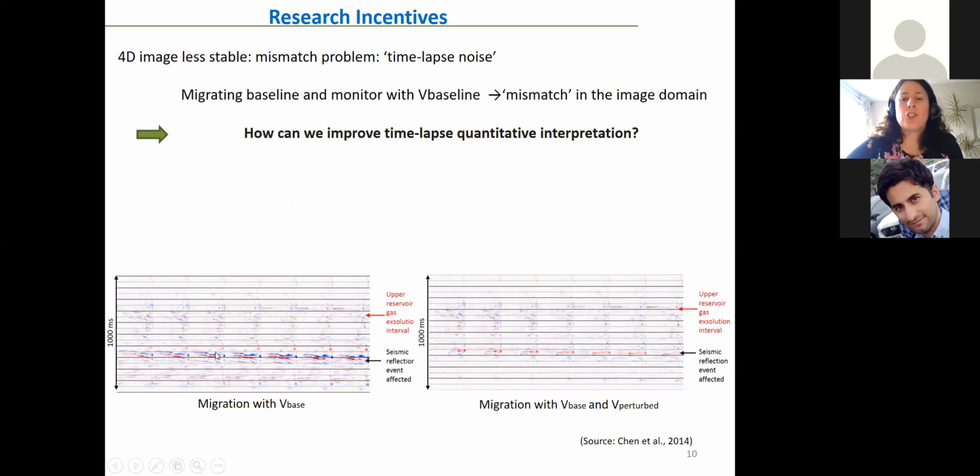So just to show you an example of this improvement that can be achieved in 4D, quantitative 4D signatures from improving the velocity of the monitor, is this example here from Chen et al. And they have here the 4D differences using VBase for migration of both the baseline and the monitor volumes. And what they have here is a very strong 4D response at this reflection event.